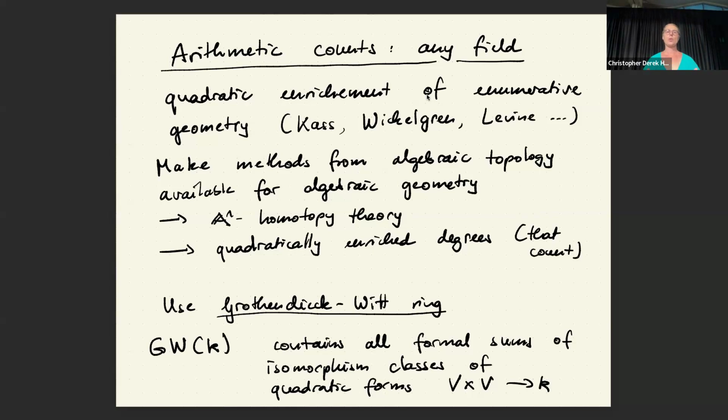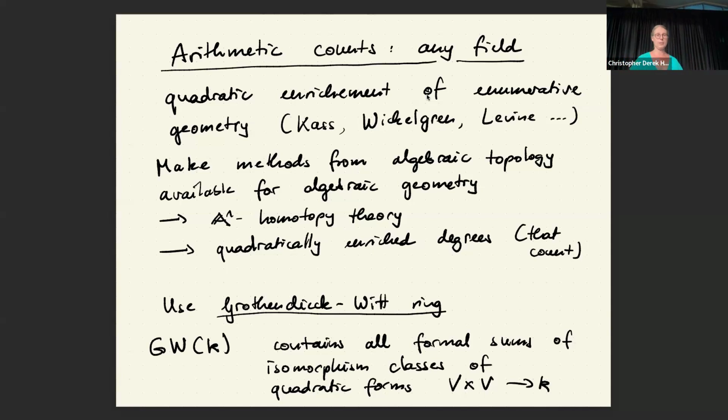And the idea is that we want to make methods from algebraic topology available for algebraic geometry. This is called A1 homotopy theory. And then we can compute so-called quadratically enriched degrees that actually count something. And what does it mean, this quadratic enrichment? Also in this world, I don't simply count one by one. I count with some multiplicity, and the multiplicity is going to be an element in the Grothendieck-Witt ring.